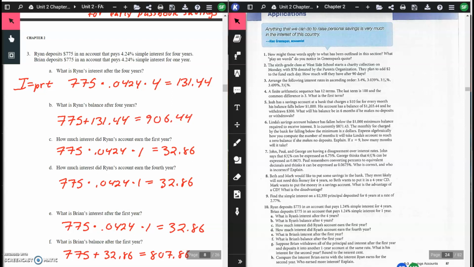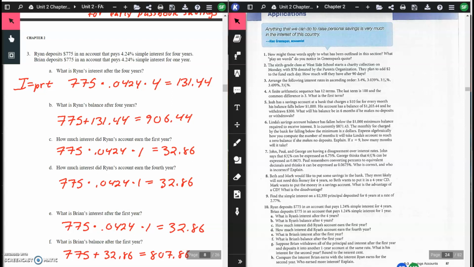How much interest did Ryan's account earn the first year? Okay, so initial deposit $775 times your interest rate 0.0424 times 1. T is 1 year. Okay, so $32.86 after 1 year. How much interest did Ryan's account earn the 4th year? Well, again, we're still talking 1 year. So $775 times 0.0424, your interest rate, times 1 year. Same answer, $32.86.